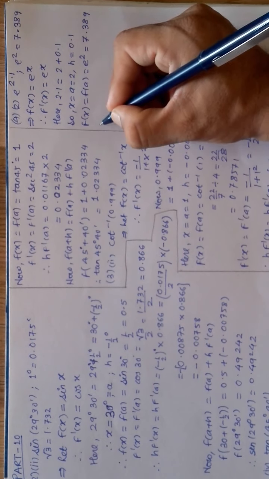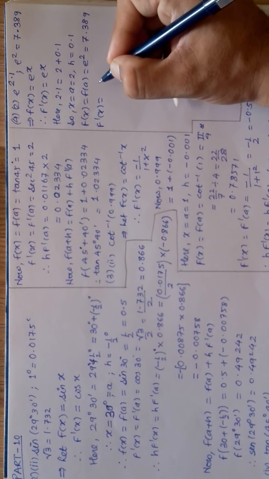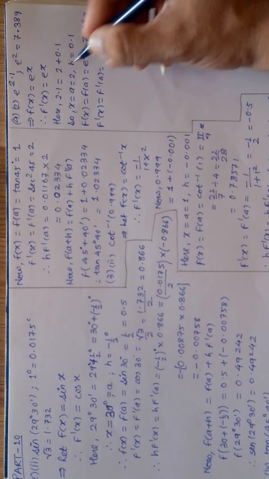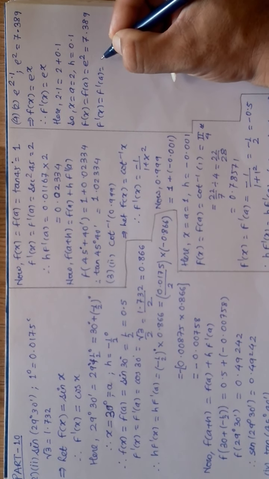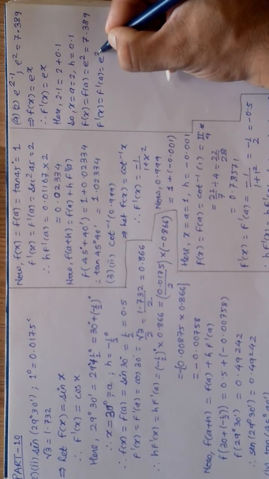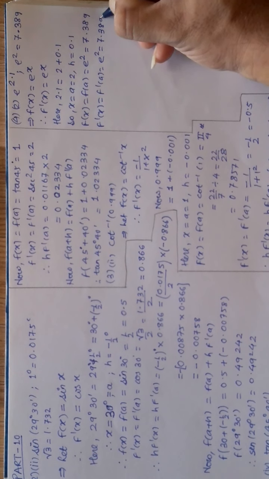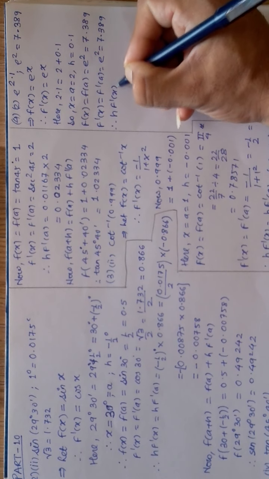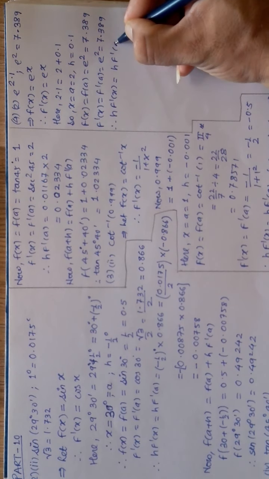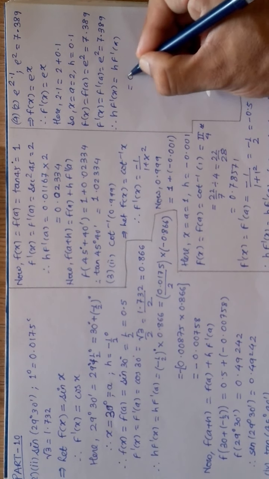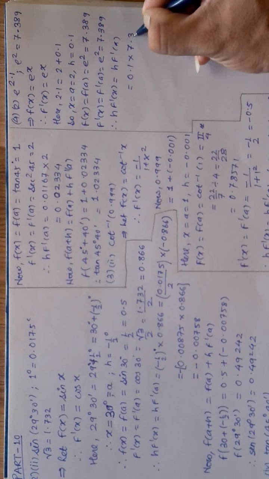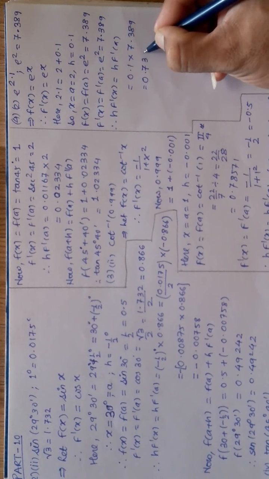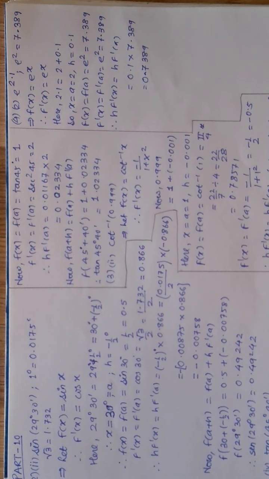7.389. Very simple. Now f dash x, which is given to you as f dash a, that is nothing but f dash x is e raised to the same, that is e raised to 2, that is 7.389, no change. Now you need to find h into f dash x is equal to h into f dash a. That h is your 0.1 into 7.389. So only the decimal changes, it will become 0.7389. Okay, so you got this.